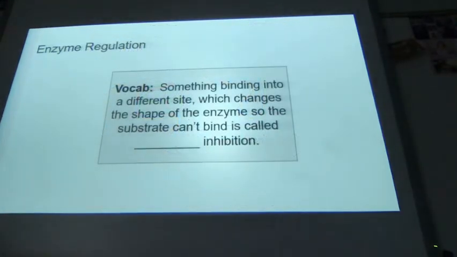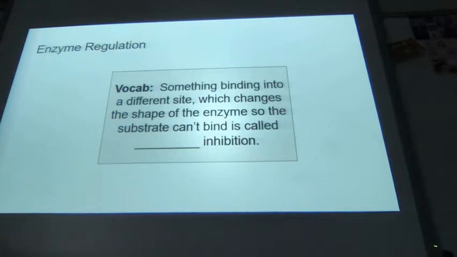Something binding to a different site, which changes the shape of the enzyme. There's your allosteric or your non-competitive, whatever you want to call it. I'm going to take a picture so I can write this down at my own time. Well, just remember the competitive one's actually competing for the active site. It's like two things trying to get the active site.